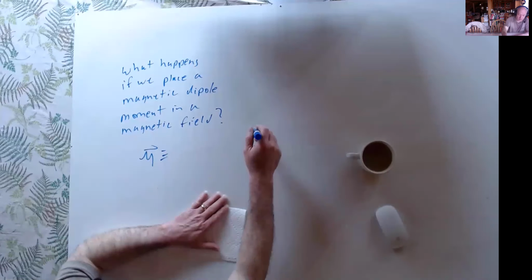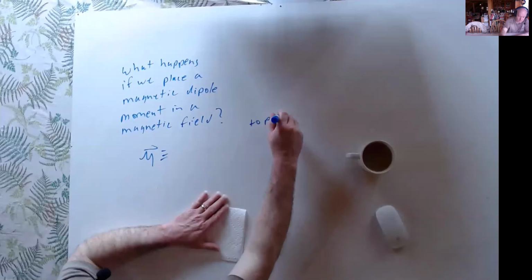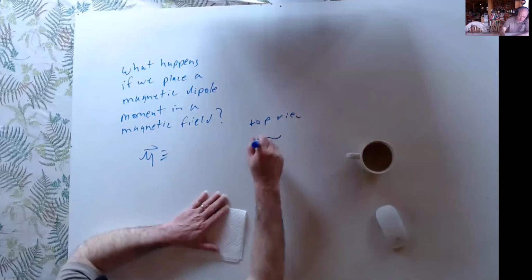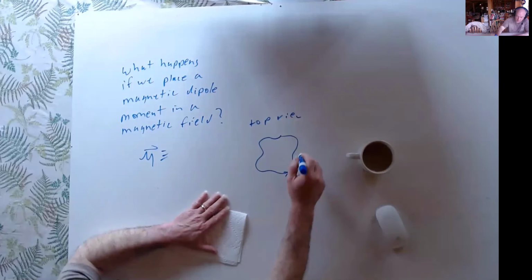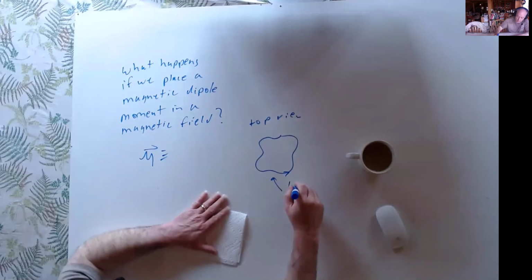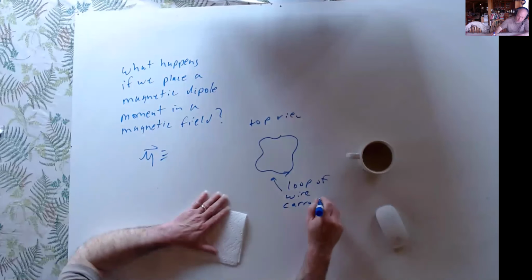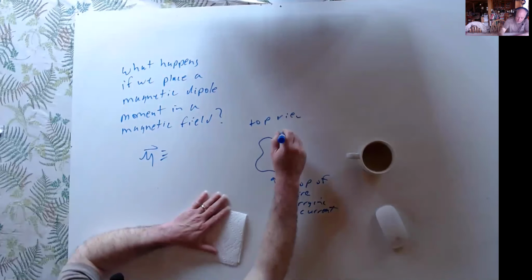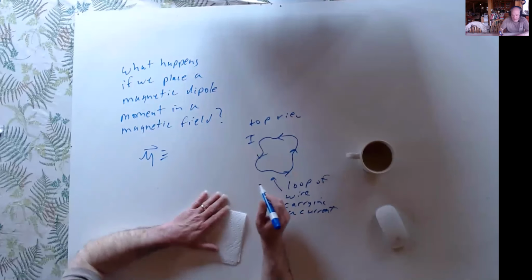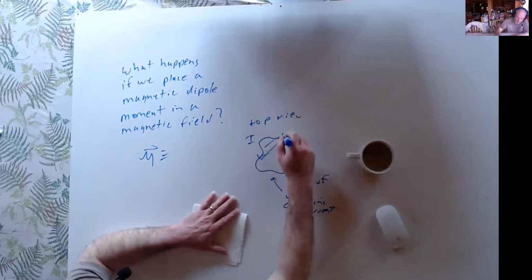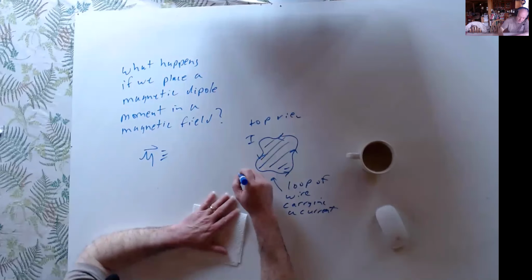Okay, so this is going to be a top view here. We have some sort of loop of wire like this. It doesn't matter what it looks like. It's carrying a current, and this will be the direction of the current like this. So this is some I. And there's going to be some area of the loop here. So A is the area of the loop.